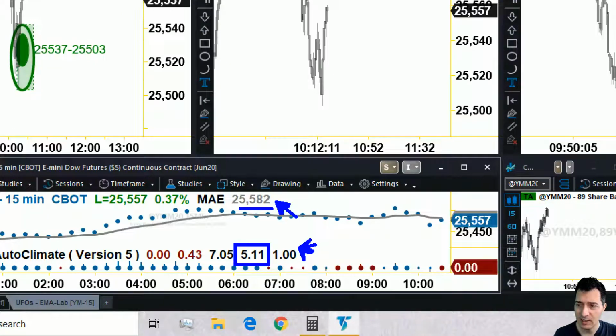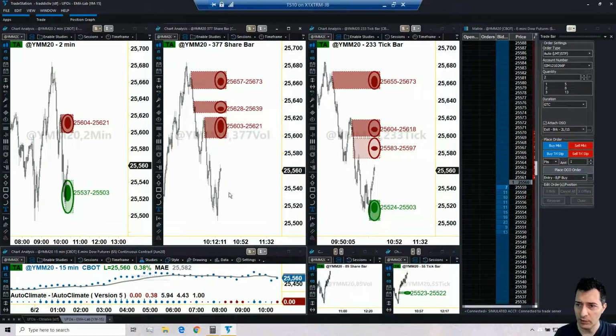In this case it is 25,582, and now we are just going to move into the charts on the top, the higher time frames, and look for UFOs around 2582. We don't have it on the left, we don't have it on the middle, but we certainly have it on the right. So we do have an entry.